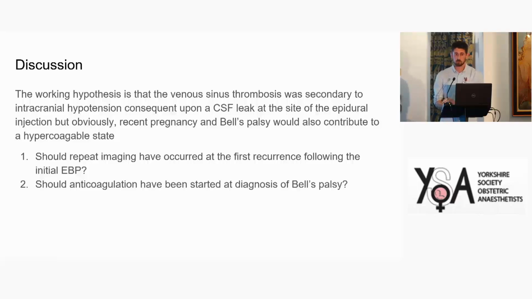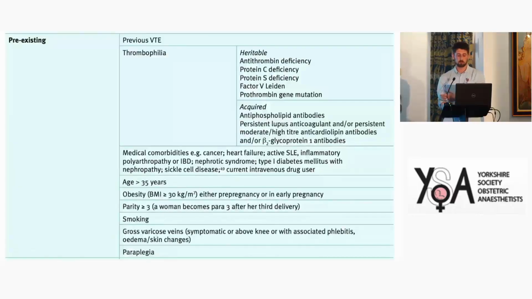There was a narrow window between the diagnosis of Bell's palsy and the presentation in labour, so initiation of any low molecular heparin might impact the decision for regional anaesthetic or general anaesthetic, both analgesia and anaesthesia. She was low risk, and we can look at the RCOG green top guideline in terms of risk factors. So those are the pre-existing risk factors. I think you can see most of them, but basically she didn't tick any of those boxes at all.